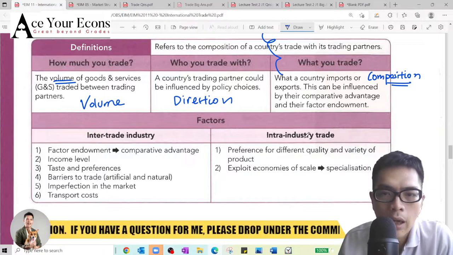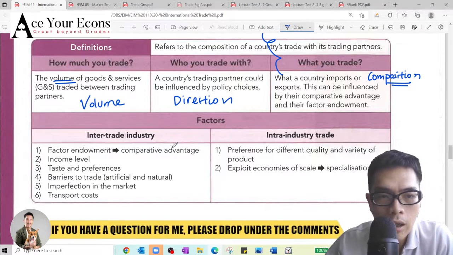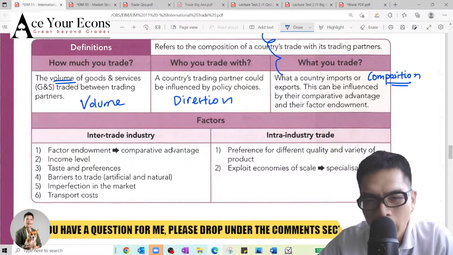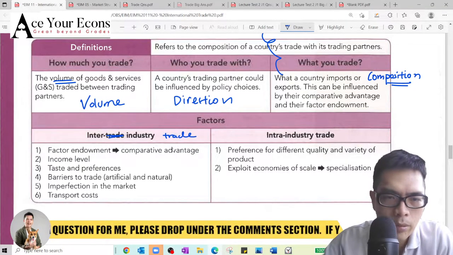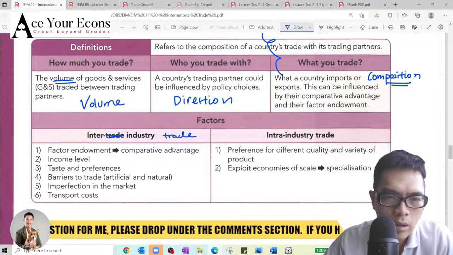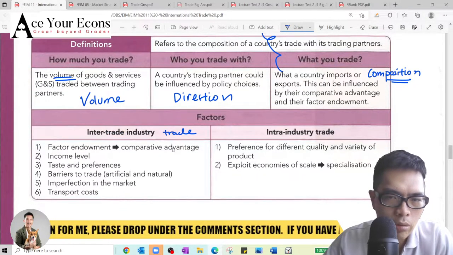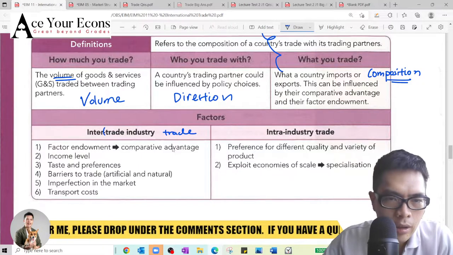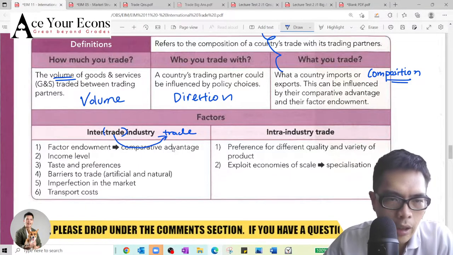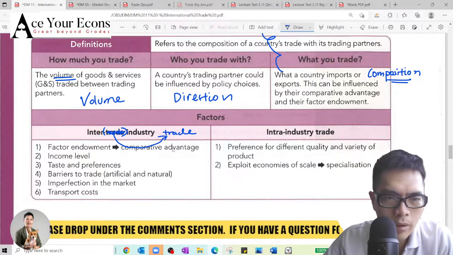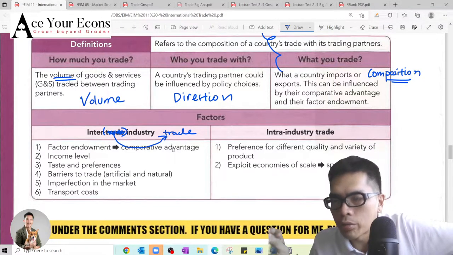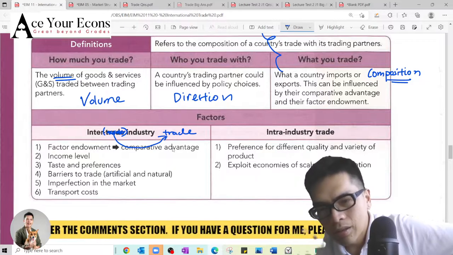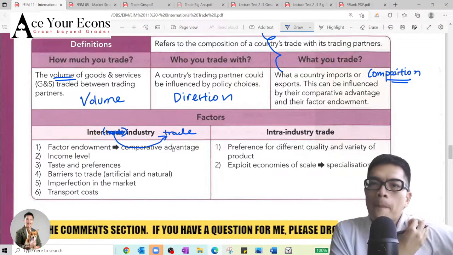inter-industry trade and intra-industry trade. I'm so sorry, typo. You can cancel and put it at the back. Okay, this one move to the back. Can everyone join me in this? Inter-industry trade and intra-industry trade.